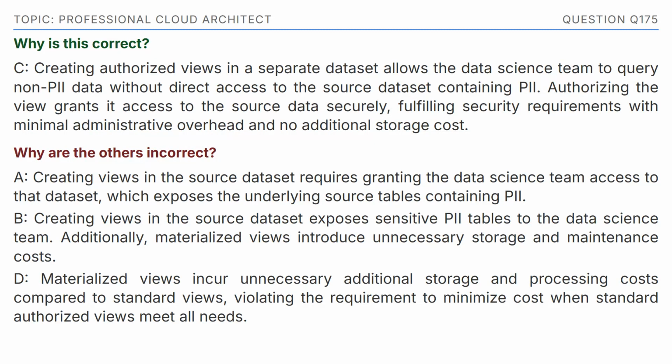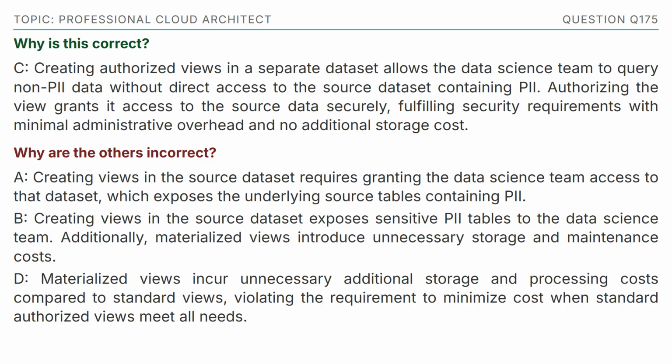Why is this correct? C. Creating authorized views in a separate dataset allows the data science team to query non-PII data without direct access to the source dataset containing PII. Authorizing the view grants it access to the source data securely, fulfilling security requirements with minimal administrative overhead and no additional storage cost.